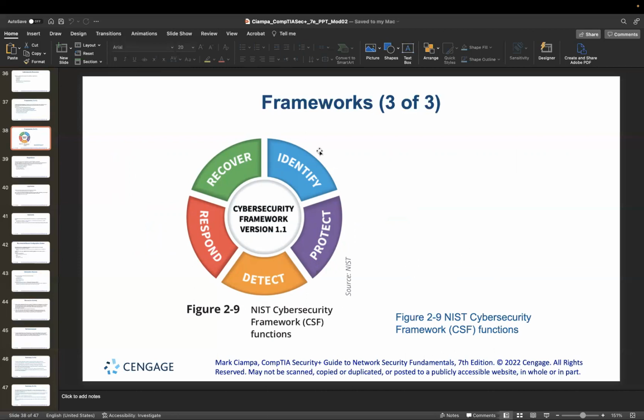NIST, which is one of the most commonly used ones, has a CSF function. So the functions in NIST are identify the threat, protect against the threat, detect any kind of exploit, respond to the exploit, and recover from any disaster, and go ahead and do identify. So it's iterative. We always go through that. These two are about the threats. These two are about the exploits. And this finally is recovering from an exploit.